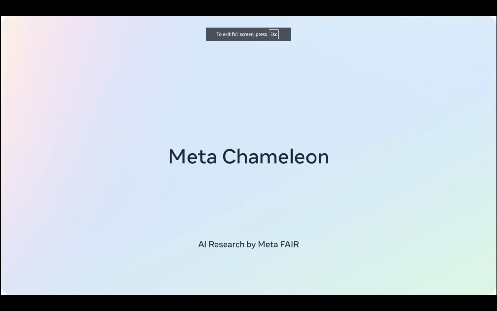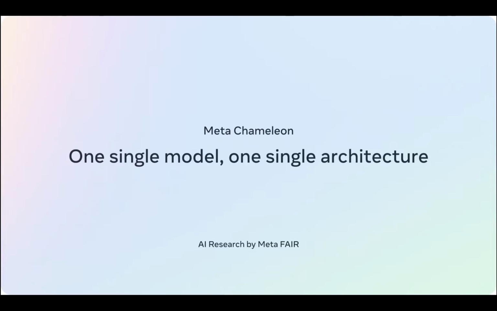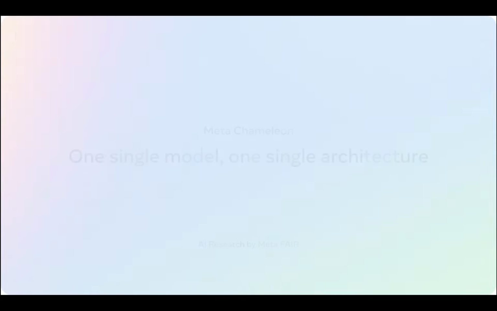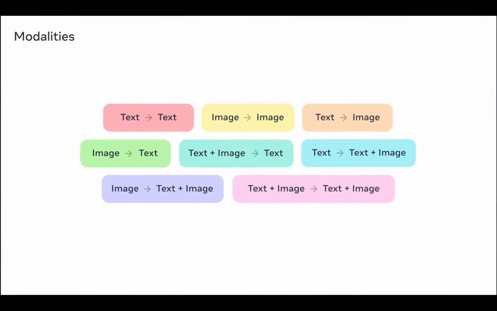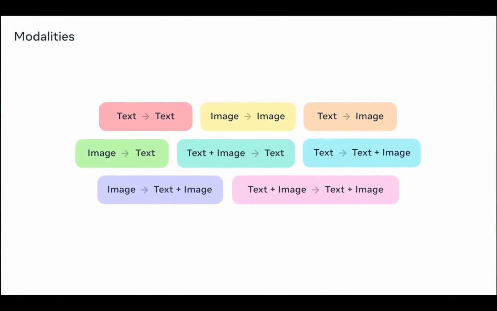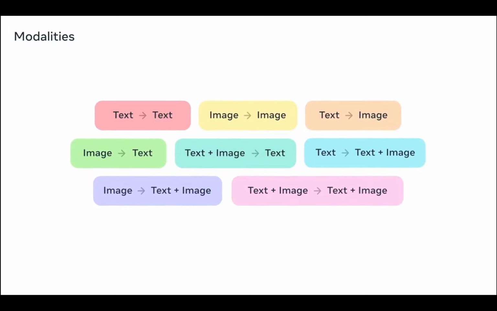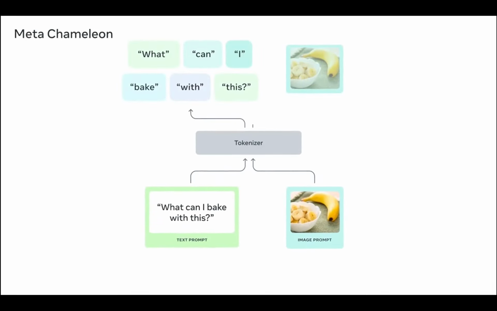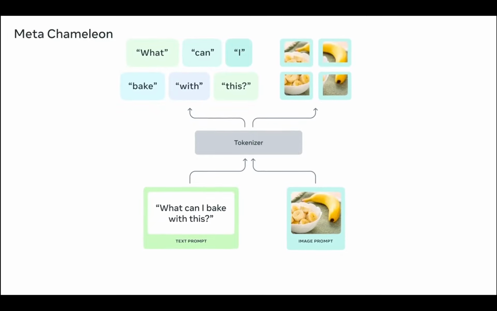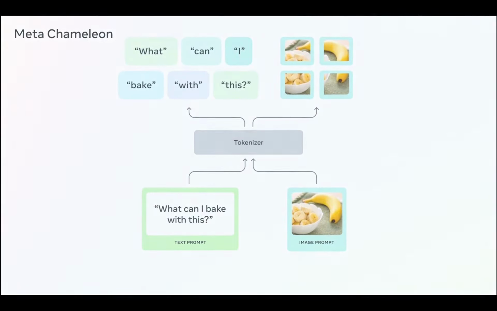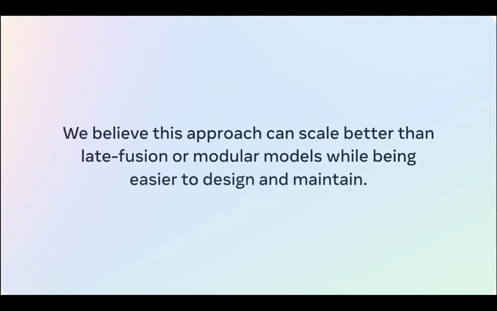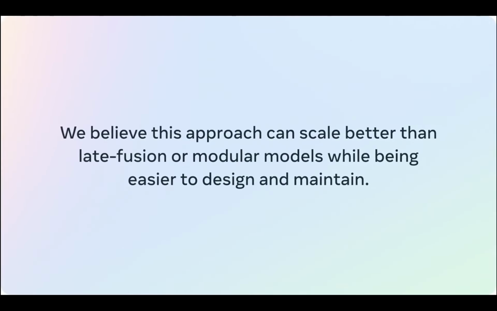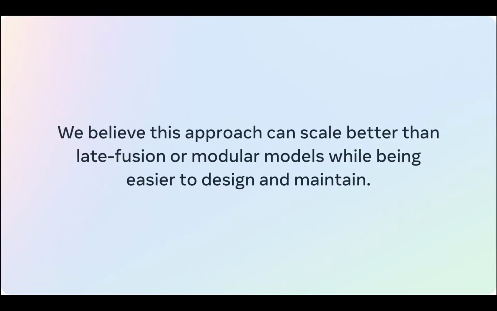Meta Chameleon is a unified multimodal model with joint modeling of text and images in one transformer. It's able to perform any combination of interleaved text and images in its input and output without the need for modality-specific modules. Meta Chameleon uses tokenization for text and images, making for a more unified approach. We believe this approach can scale better than late fusion or modular models while being easier to design and maintain.